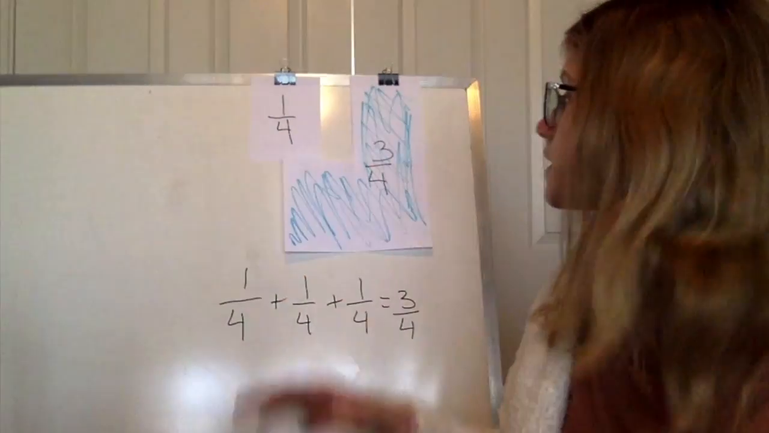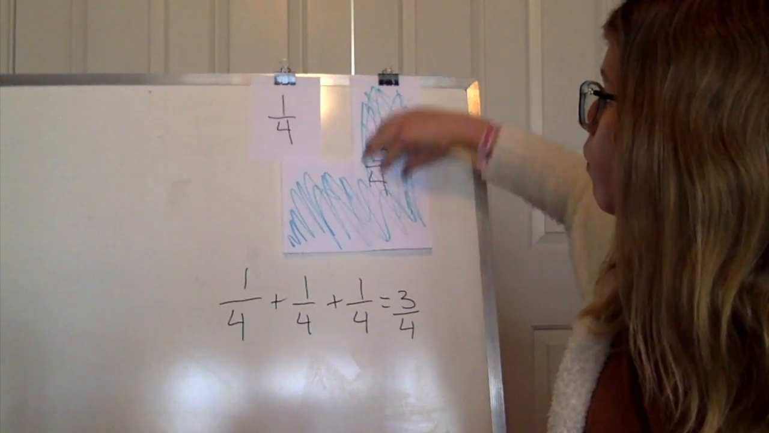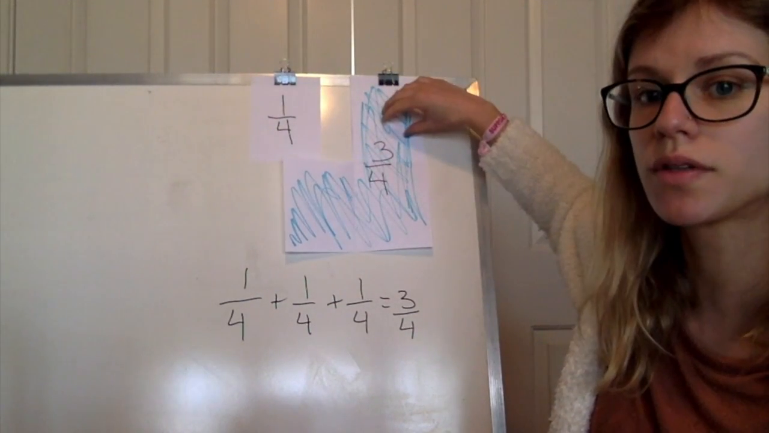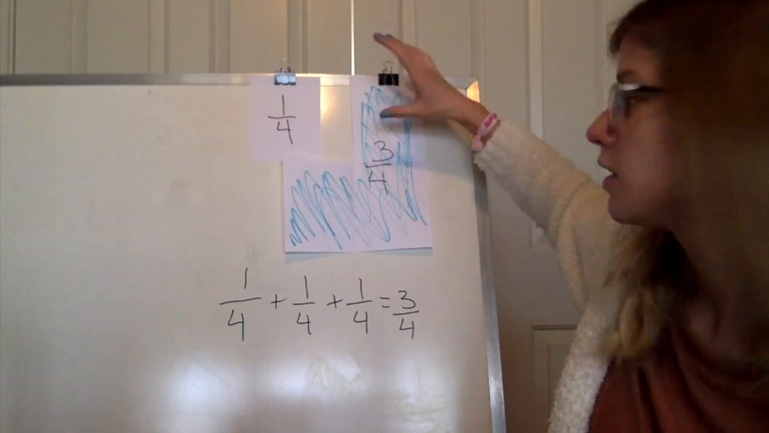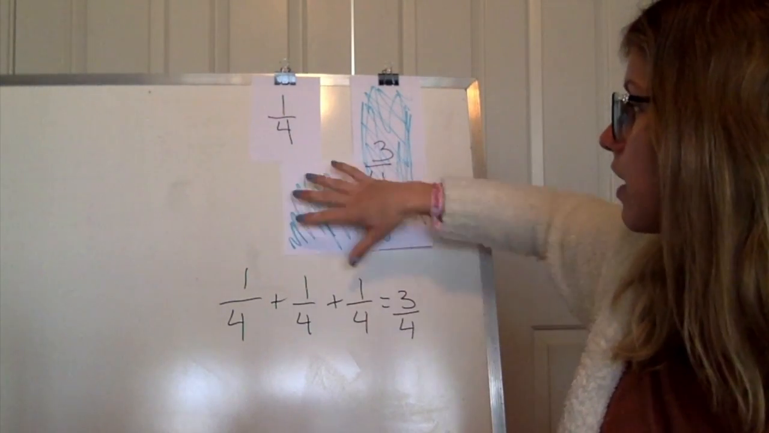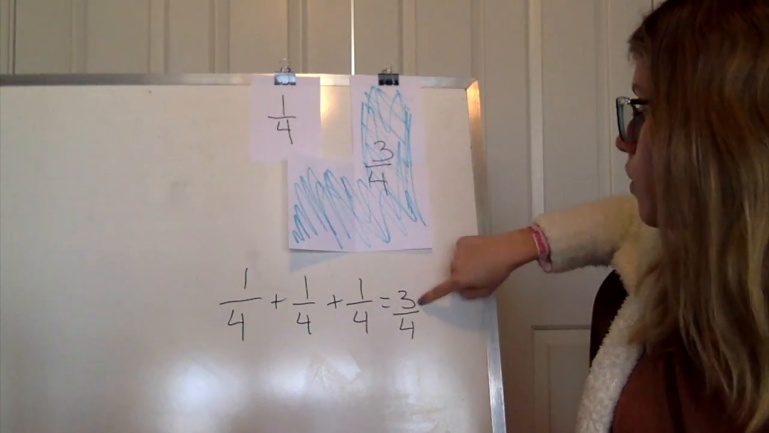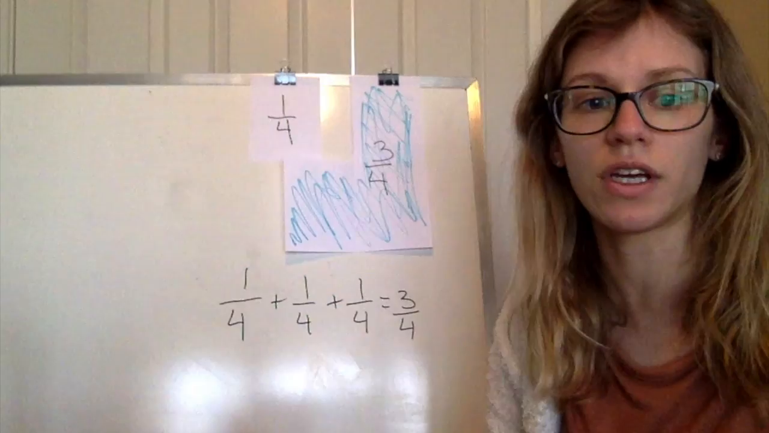So what I did here is I put both of these up and I shaded in my part right here, my 3/4, to show that this is all together 3/4. It's 1/4 and 1/4 and 1/4, and adding them all together would equal 3/4. And I still have my 1/4 left over here.